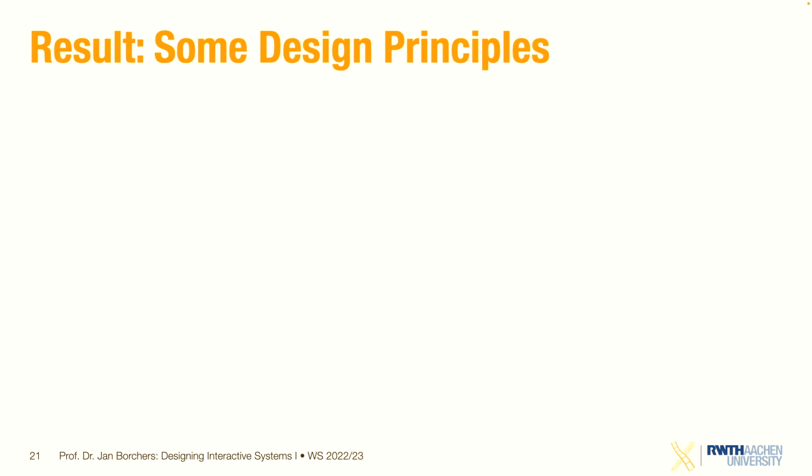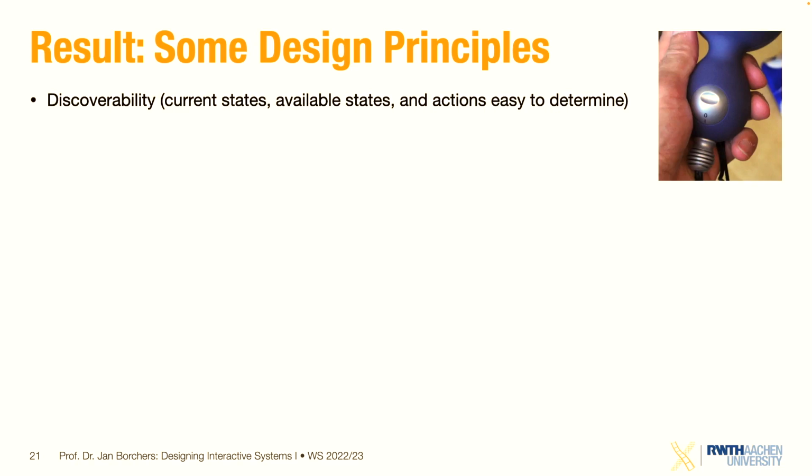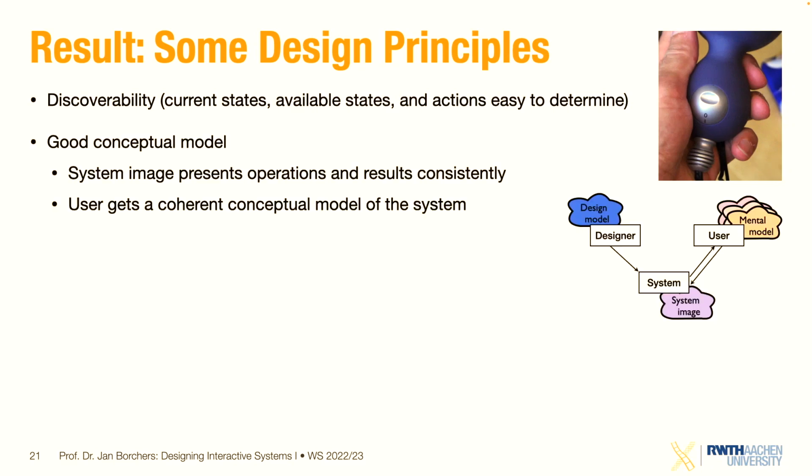As a result, what we now have from reading Norman's book so far is a couple of design principles. We know discoverability is important, like being able to see the current state, available states, and actions, making those easy to determine. That's an important design principle that we can derive from what we now know about how humans think and interact with their environment. We know that a good conceptual model is important, right? So the system image should represent the state and available states and how to get to these. It should do that well, and it should do it consistently, right?